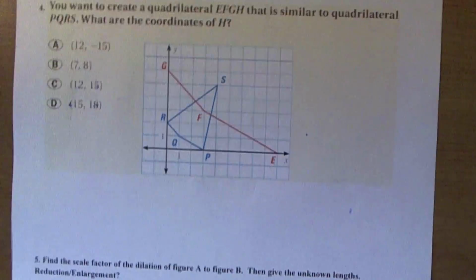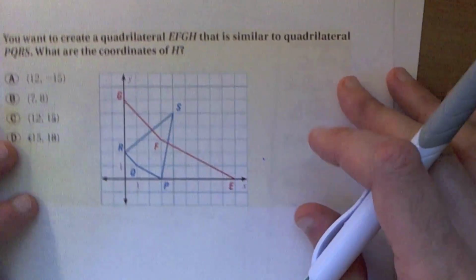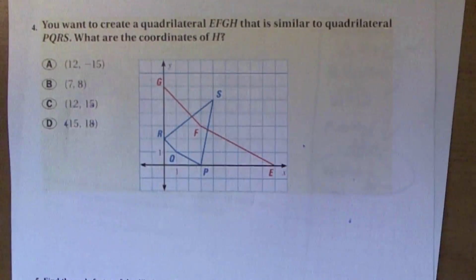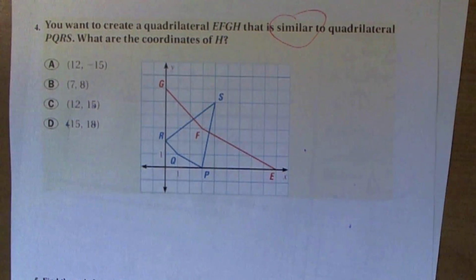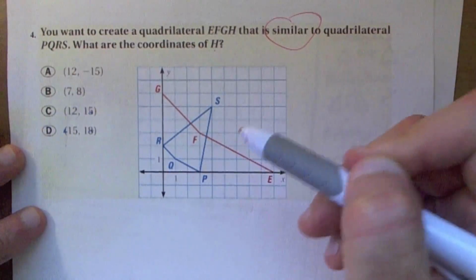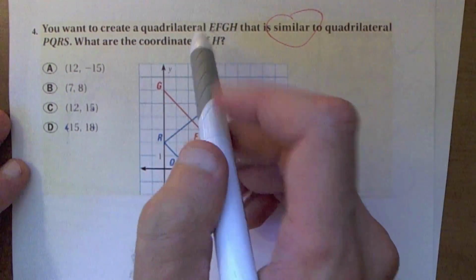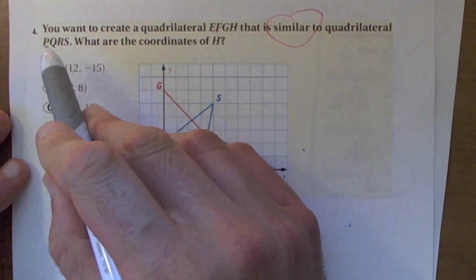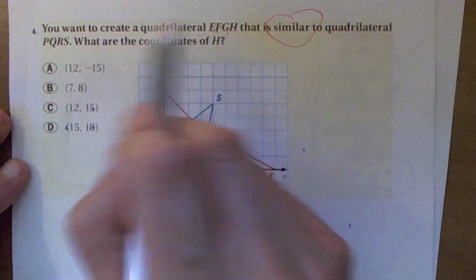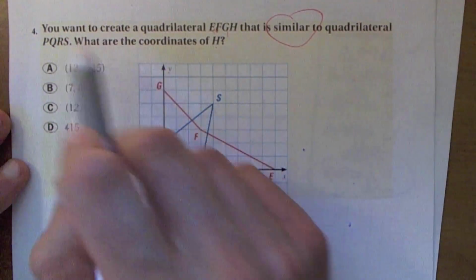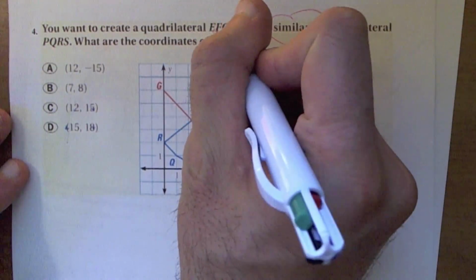So number 4, I want to create a quadrilateral EFGH that is similar to this quadrilateral PQRS. What are the coordinates of H? And so just like with congruency, these guys are going to match up, right? E goes to P, F corresponds to Q, G corresponds to R, H corresponds to S, right?